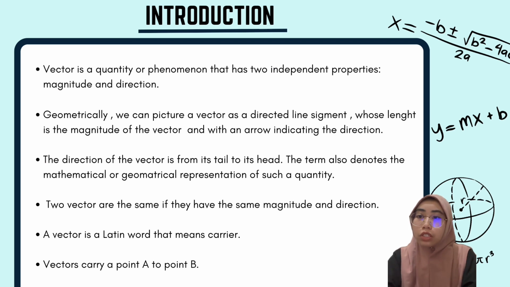The direction of the vector is from its tail to its head. The term also denotes the mathematical or geometrical representation of such a quantity. Two vectors are the same if they have the same magnitude and direction. This means that if we take a vector and translate it to a new position without rotating it, then the vector we obtain at the end of this process is the same vector we had in the beginning.